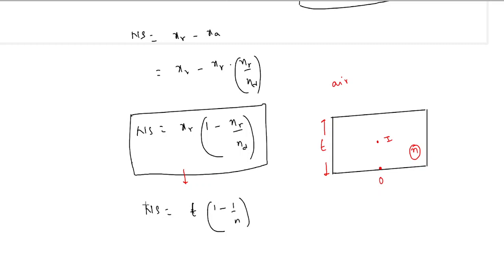This is what you find in many books, but always learn the general formula because you can always go from here to here. If there are two different mediums, it is difficult to go from here to here. So always learn the general formulas.